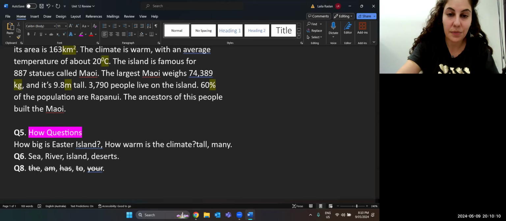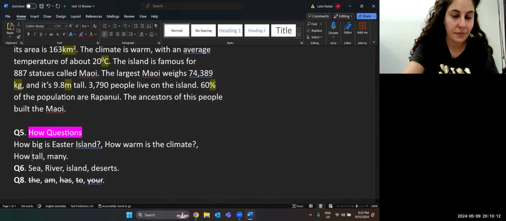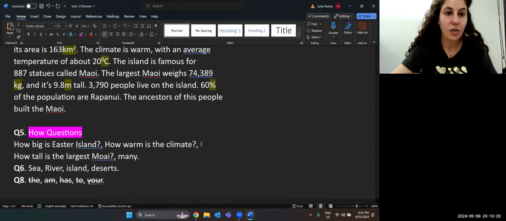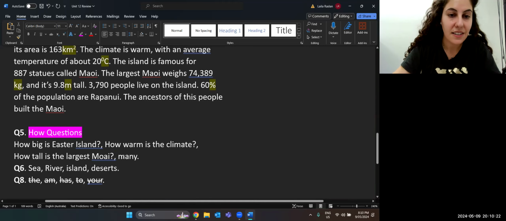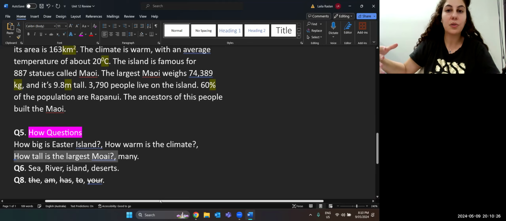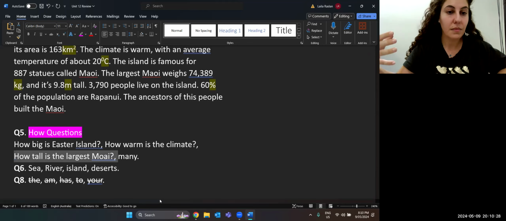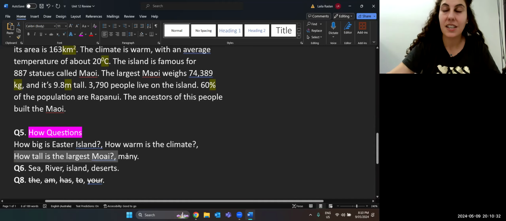How tall? How tall is the largest Maui? Okay, or how tall is the largest statue in the world? Or how tall is your sister? Or how tall are you? So I need to talk about height, measurement.